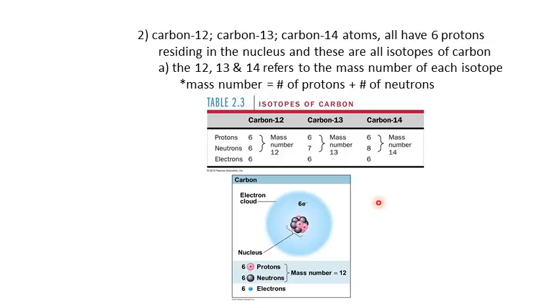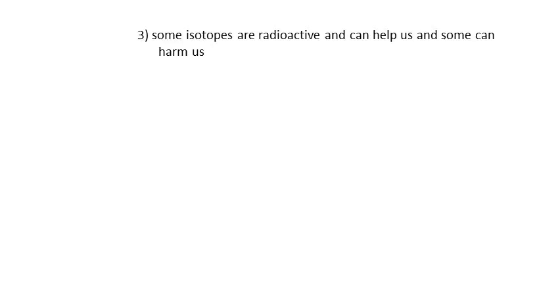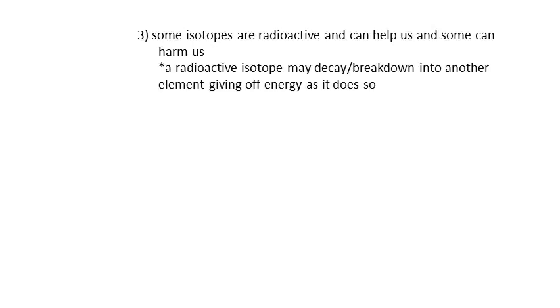Now, you've probably heard of carbon-14 in its relation to dating certain types of archaeological material. So there are certainly some isotopes that are radioactive, and what that means is they'll break down over time, they'll decay, and they become some other type of element. And in the case of carbon-14, it will break down and become a nitrogen.